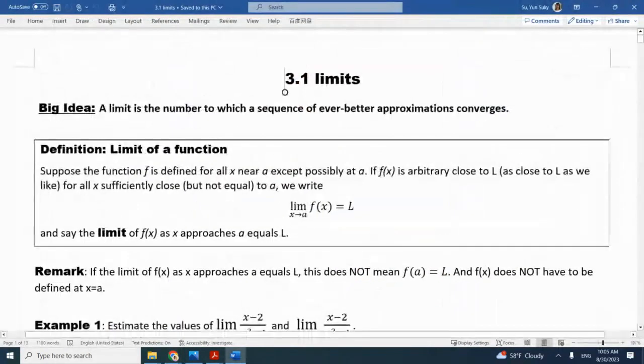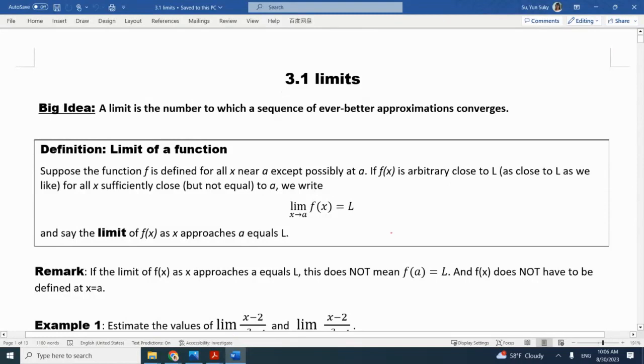So today we talk about limits. The big idea: a limit is the number to which a sequence of ever better approximations converges. Definition: suppose the function f is defined for all x near a, except possibly at a. If f of x is arbitrarily close to L as we like, for all x sufficiently close but not equal to a, we write the limit as x goes to a of f of x equals L.